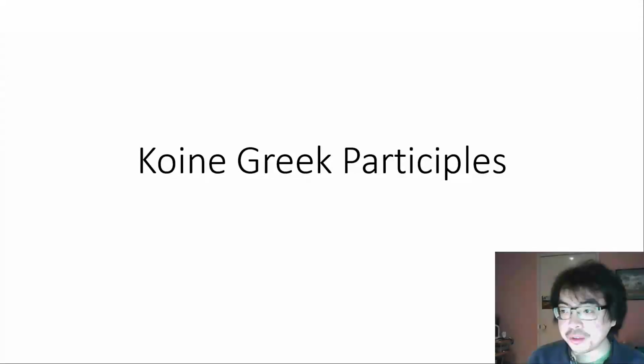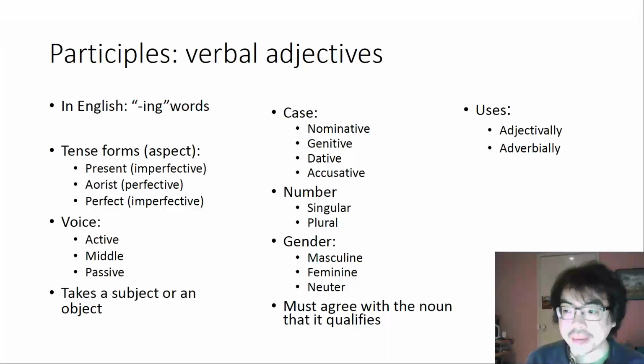In this video, we'll be discussing Koine Greek participles. Participles are parts of speech that can be described as verbal adjectives. In English, they correspond to -ing words, such as eating, fighting, or loosing.